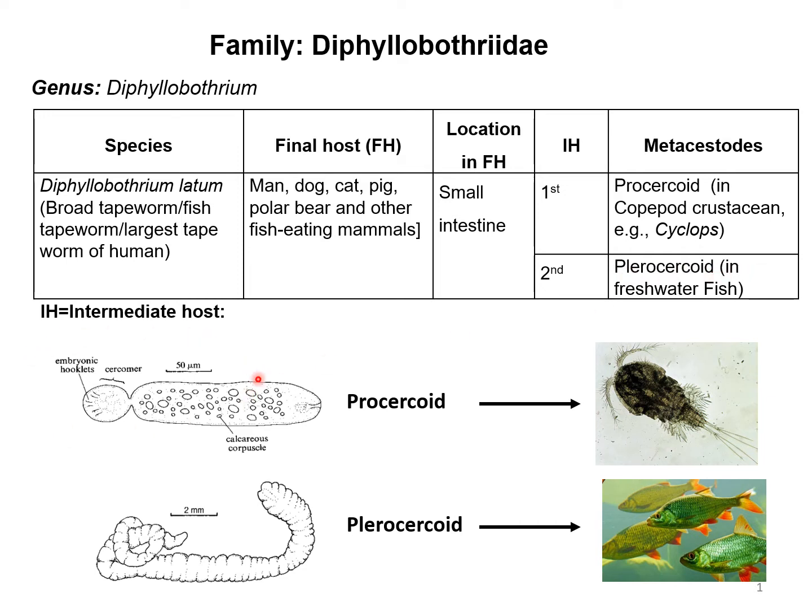So this is the picture of procercoid. This is a very tiny structure. Around it you can see the scale bar to understand what would be their size. This will be developed in Cyclops, and another metacestode that is called plerocercoid. This is also a very tiny structure, and this will be developed in the musculature of different freshwater fish.